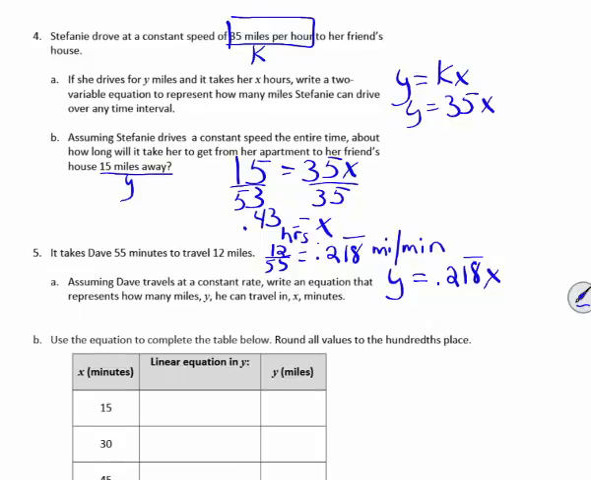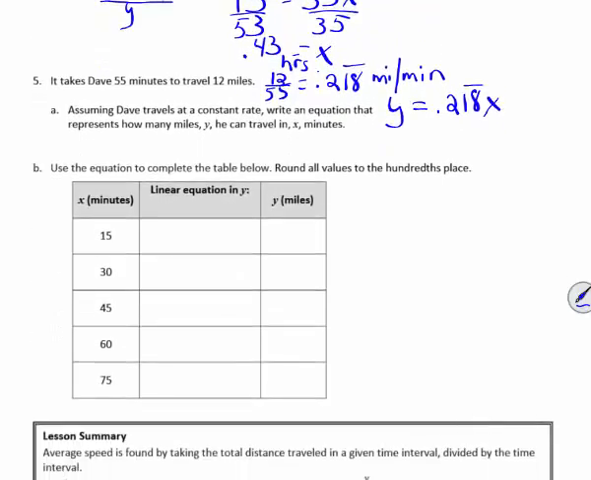All right, now let's fill it in here. Use the equation to complete the table. Round all answers to the nearest hundredths place. So 15 minutes, so we're going to have 0.218 times 15, which is 3.27. If you wanted to keep this as a fraction, you certainly could do that. So 0.218 times 30 should be 6.54.